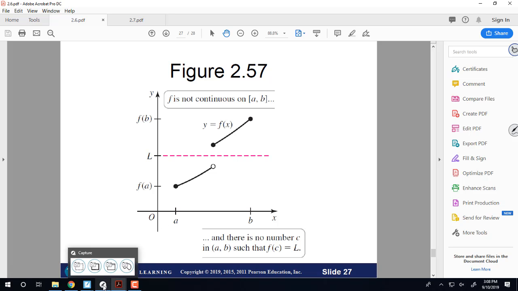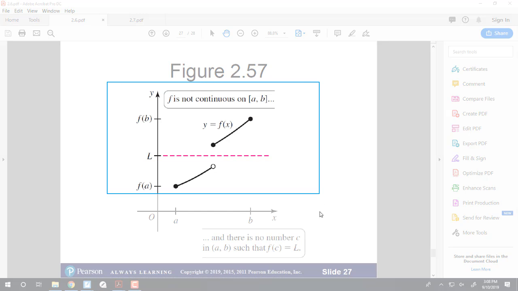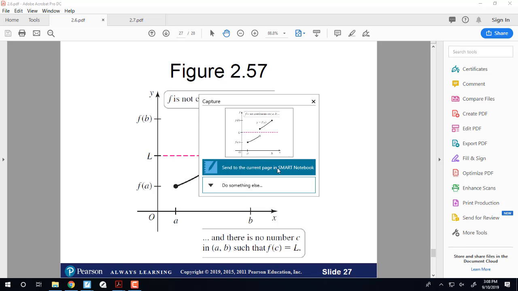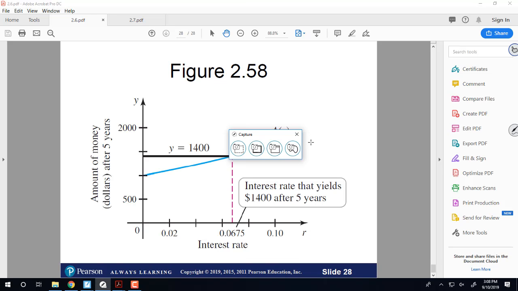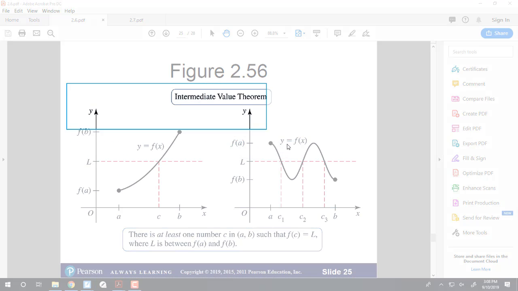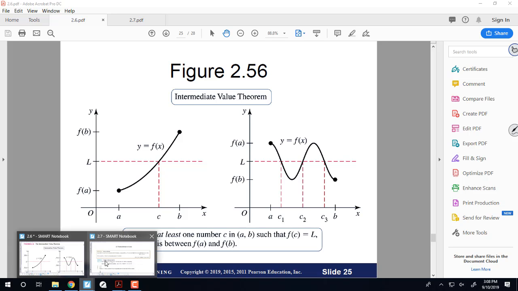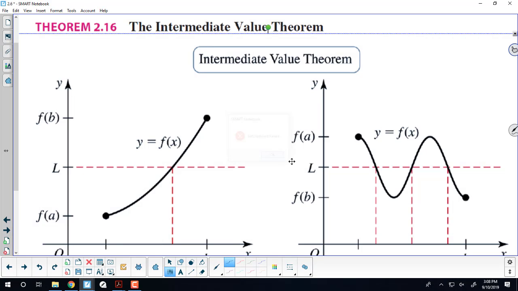So here's an example of an L value in between f of a and f of b, where it's not generated by some x value. The function isn't continuous. Here's the other one. This first one on the right was kind of similar to what we wrote down, but the one on the right rather gives us a sense of when we might have more than one C value giving us the same y value, or same L value. The theorem just guarantees at least one.